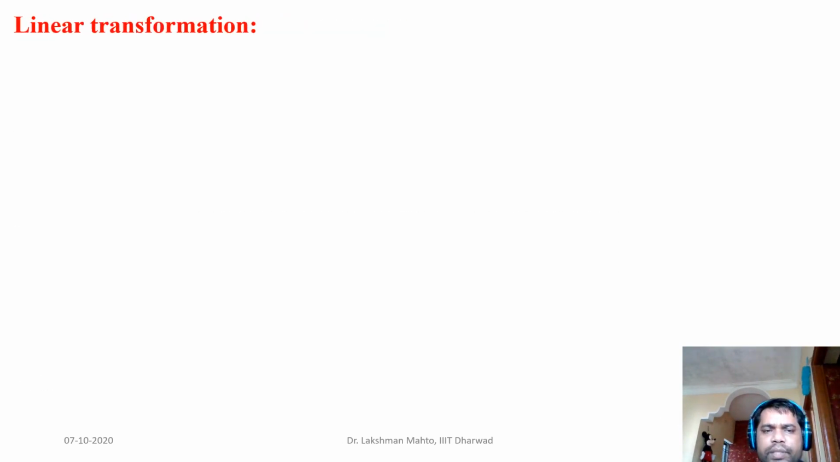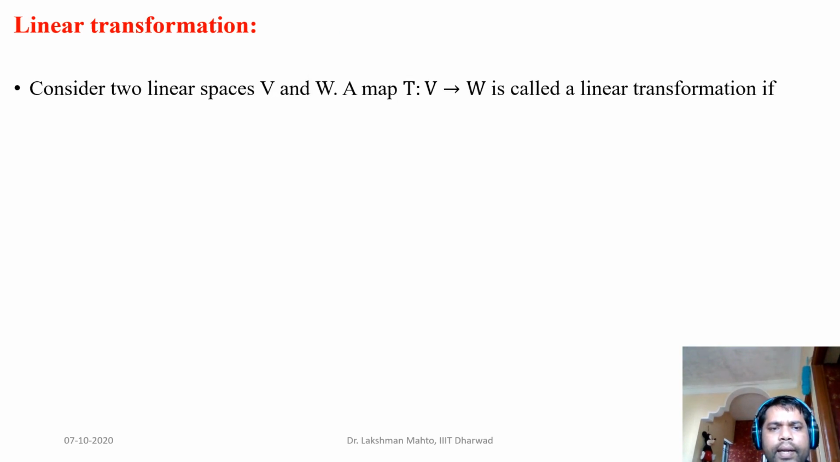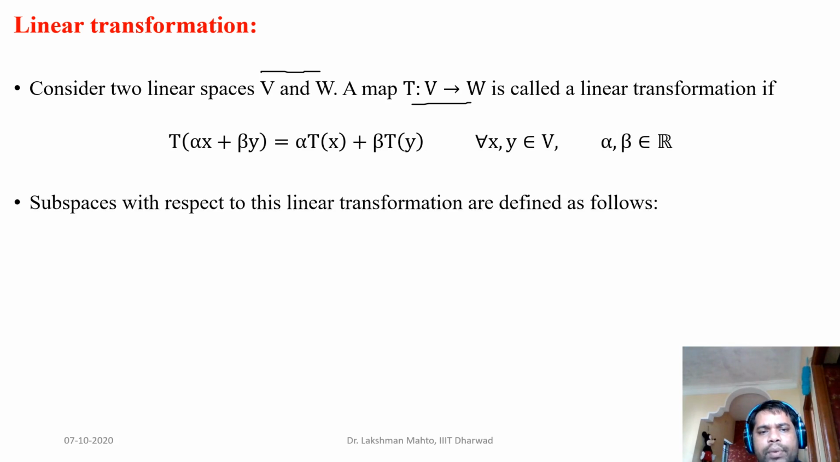Now coming to linear transformation. In order to define a linear transformation, you need two linear spaces or subspaces. Suppose V and W are two subspaces, then we define a linear transformation T from V to W. We call it a linear transformation because T preserves the linear combination operation. That means the image of a linear combination of any two elements from the domain space is a linear combination of the corresponding elements in the target space.